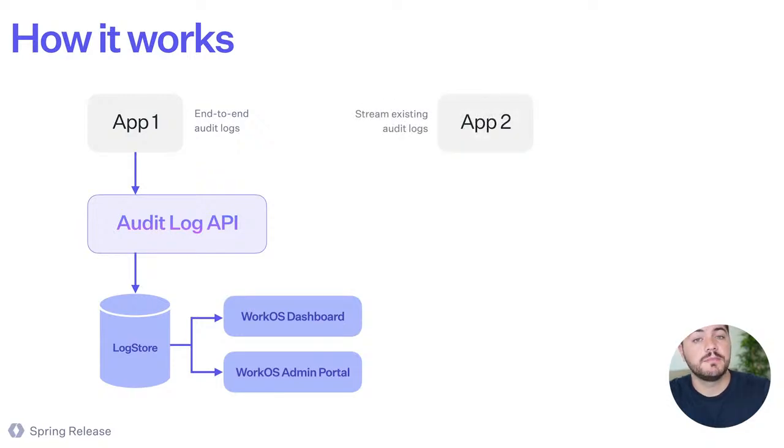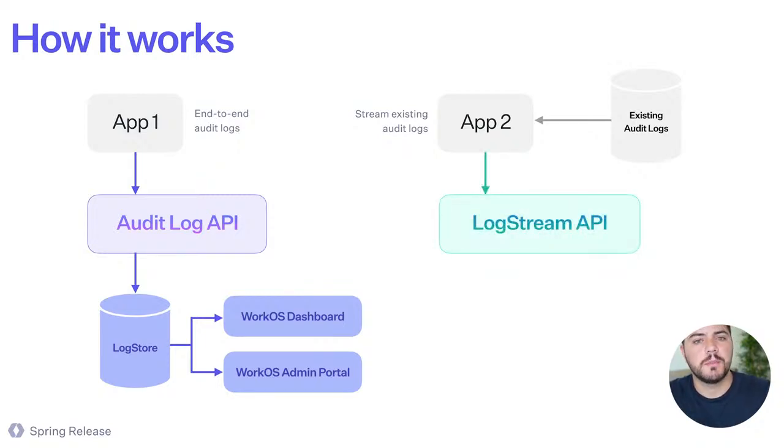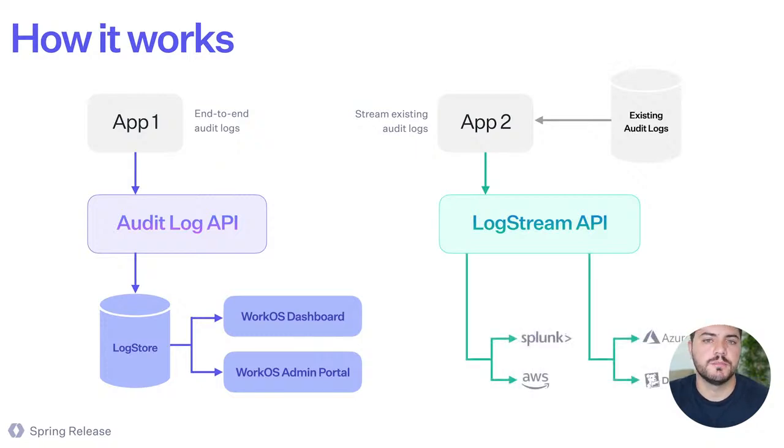Now imagine app 2. Now this app, they already have a database and they already are storing all these events that users are doing, but they need a way to move those events to another system. So they can use the LogStream API and pump that data to these third-party providers like Splunk, AWS, and Datadog.